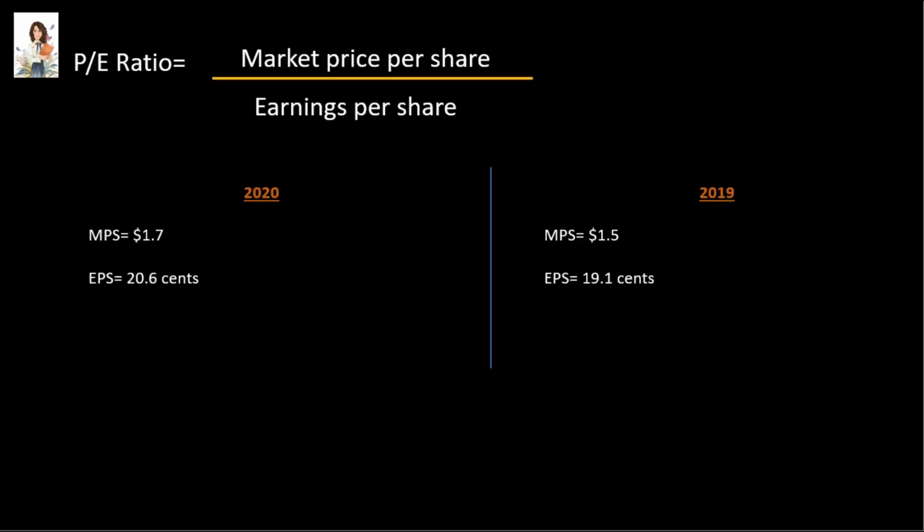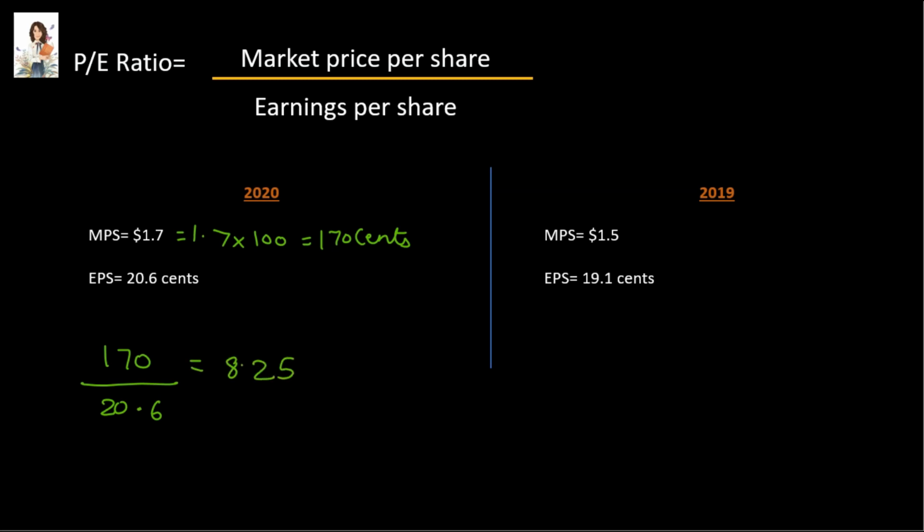We are given the market price per share, that is the MPS, and the earnings per share, that is the EPS, for 2 years, that is 2019 and 2020. The EPS is in cents and the market price per share is in dollars. So we'll convert the market price per share into cents. So $1 is equal to 100 cents, and therefore $1.7 will be 1.7 into 100, that is 170 cents. So the PE ratio for 2020 will be 170 upon 20.6, that is equal to 8.25.